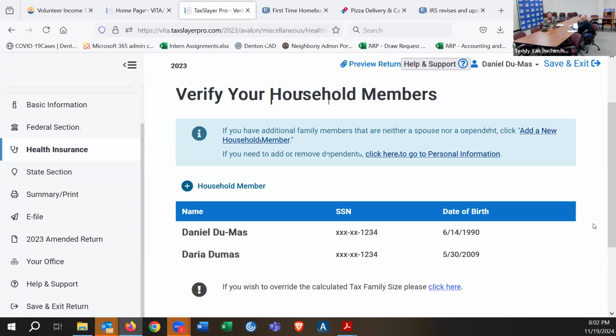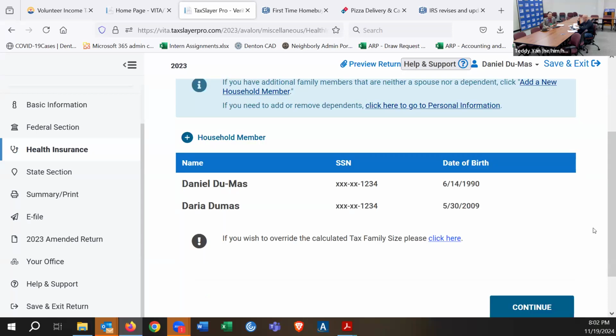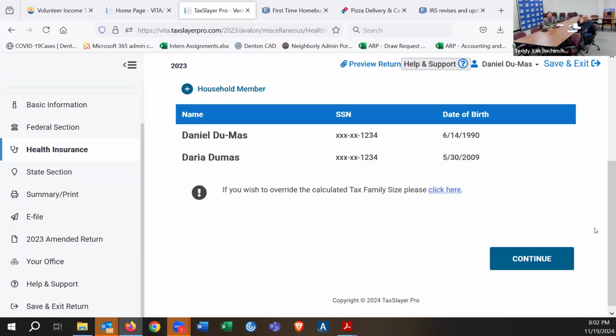If there are more people on the 1095A than there are on the tax return, then we cannot touch that return. They will have to go to a paid preparer instead. So we're right now verifying, okay, is this the health household? And the answer is yes, thankfully. This is indeed the people who appear on the health insurance plan.